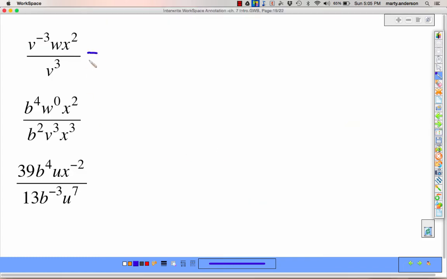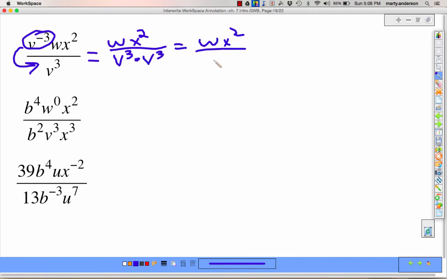So if I was simplifying this guy, a problem is going to say simplify and make sure that all of your exponents are positive. I have a w on top. I have an x squared on the bottom. These 3 v's are going to go to the bottom. Those 3 v's show up down there. And now I can simplify the bottom. And I get wx squared over v to the 6th.